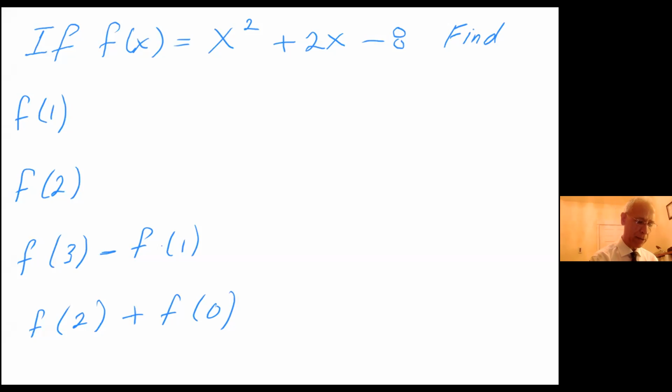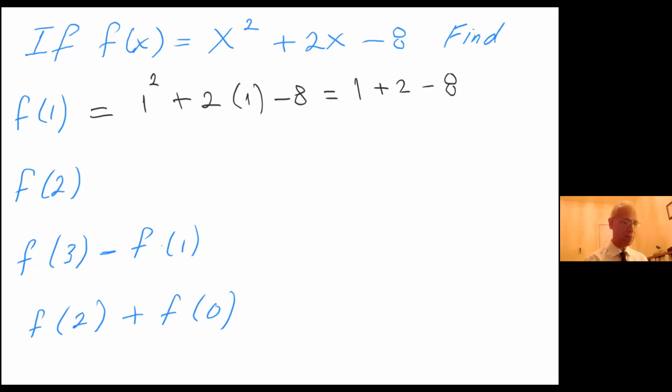So f of 1 equals 1 to the second power plus 2 times 1 minus 8, and that gives me 1 squared is just 1. 2 times 1 is 2, and then I have minus 8, and that gives me a total of negative 5.